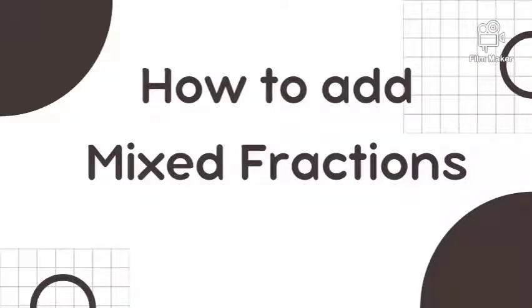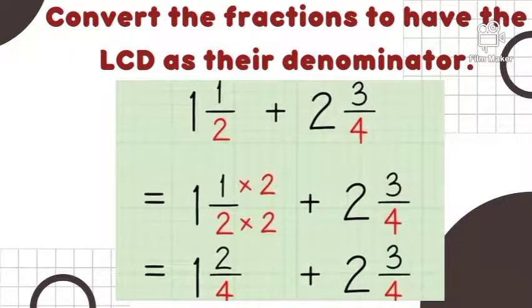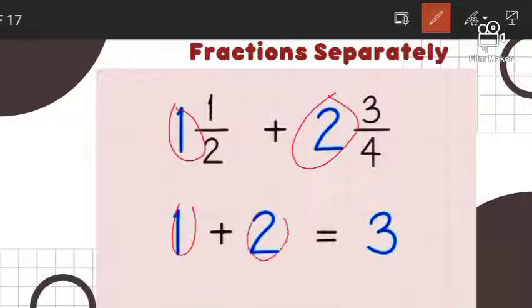Okay, let's add mixed fractions. You can see that the procedures are the same for addition and subtraction. All we have to ensure is that the denominators are the same. Now let us add mixed fractions. In doing so, you add the whole numbers and the fractions separately. That's one method. What are the whole numbers in this case? 1 and 2. 1 plus 2 gives 3.